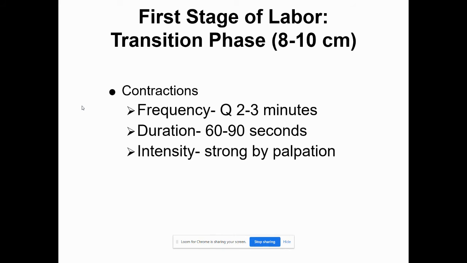Now the transition phase begins at 8 centimeters and it ends with full dilation. This is the hard phase. This is, as I mentioned, when in the old days before epidurals, you would hear screaming down the maternity ward, and you would know exactly who was in transition. So the contractions are more frequent, they last longer, and they are strong by palpation.